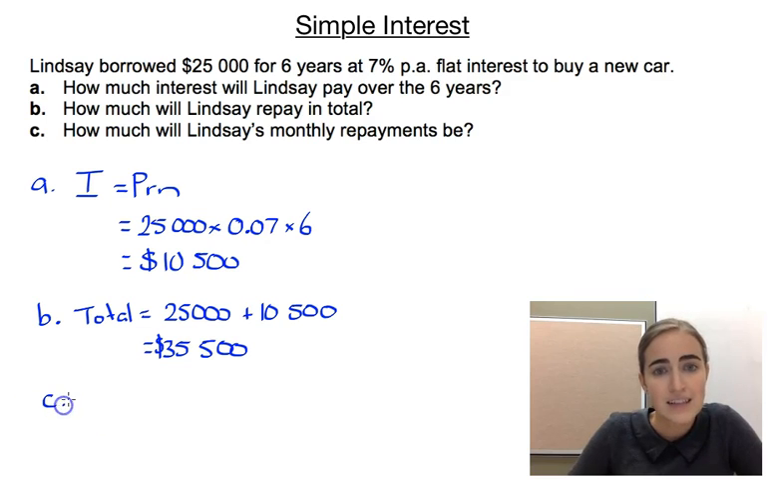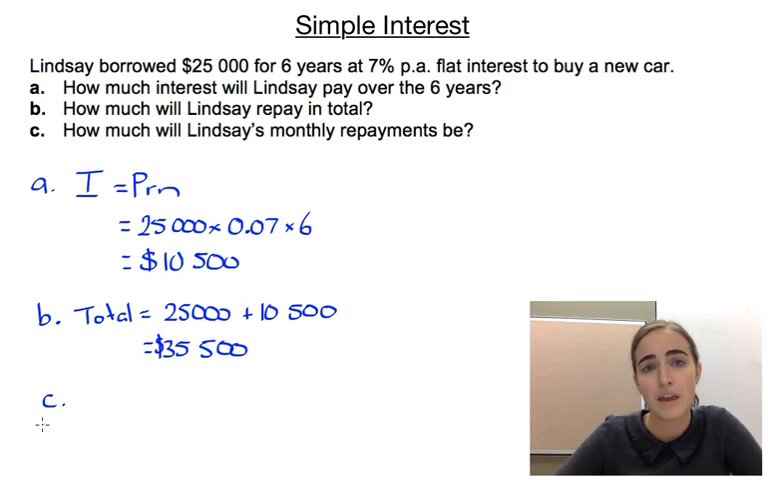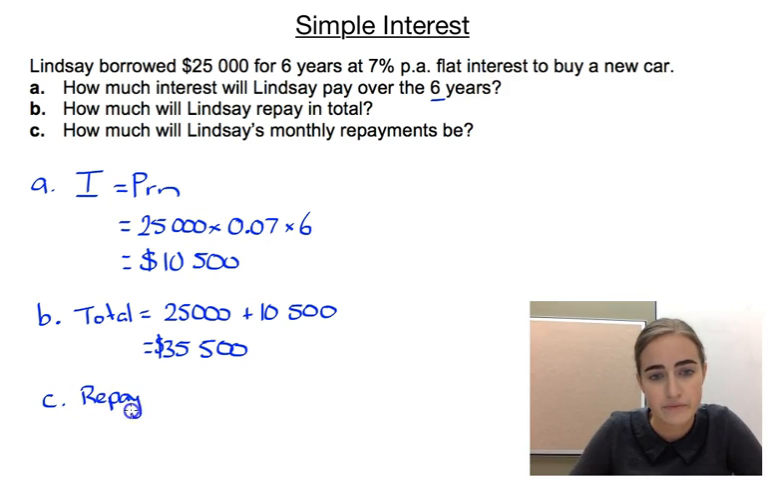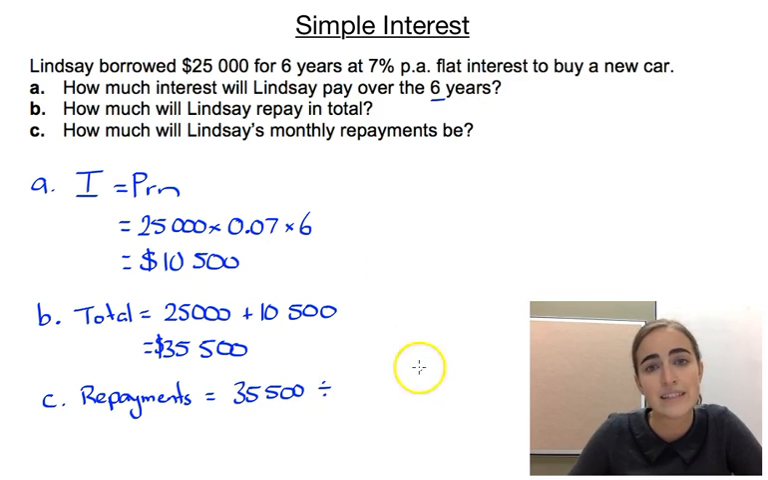Part C then asks us how much her monthly repayments will be. So if she's got to pay this $35,500 back over 6 years, and she's going to pay it back in monthly installments, we need to figure out how much each of those is going to be. So her repayments are going to be that $35,500 divided by the number of months in 6 years. So divided by 6 times 12. So we need to put this in brackets to make sure it's doing what we want it to do.